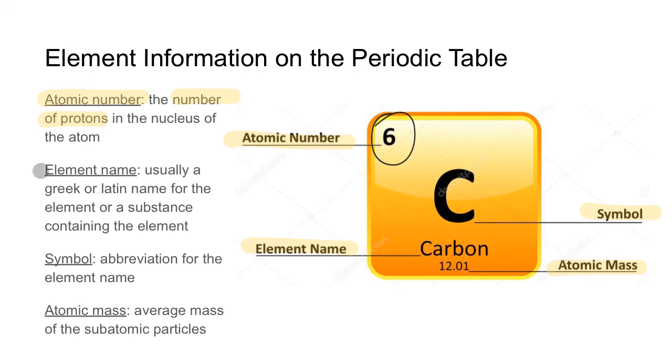The element name is usually like a Greek or Latin name for the element or a substance. So that's why they sometimes have really weird names. You also have the symbol. That's an abbreviation. So you can see here the symbol for carbon is C. That's just so that it's easier for us to work with the elements and write about them. And then lastly, we have the atomic mass, right? So again, how much matter is making that thing up. So that is located here at the bottom.